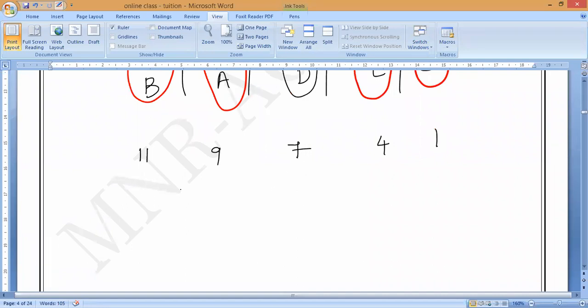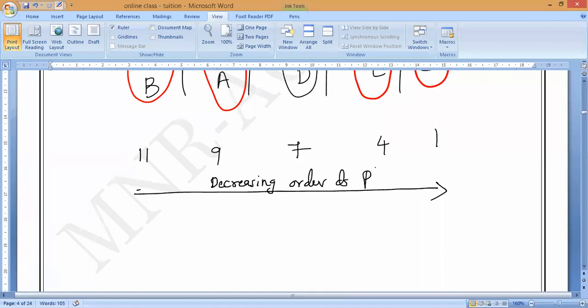So if hydrogen ions are increasing, pH value will decrease or increase? Decreases. That is what you have to remember. So the answer is decreasing order of pH. Increasing order of what? H plus ions, sir. That is increasing order of H plus ion concentration.